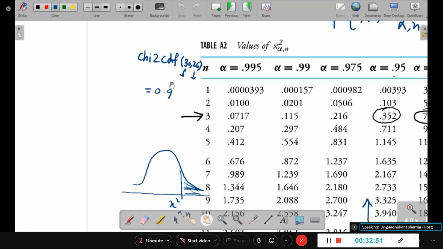So 1 minus 0.9 is 0.1. Because you are trying to identify X greater than or equal to 30, let's approximate. So it's going to be 1 minus 0.9, which is 0.1. Okay, right?